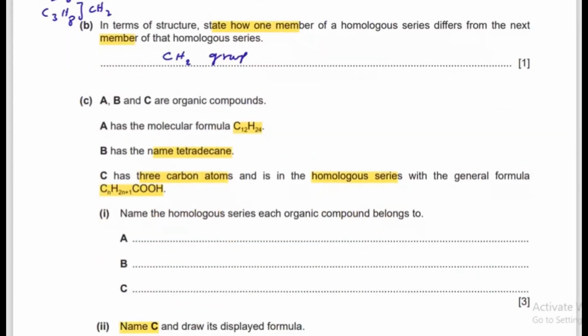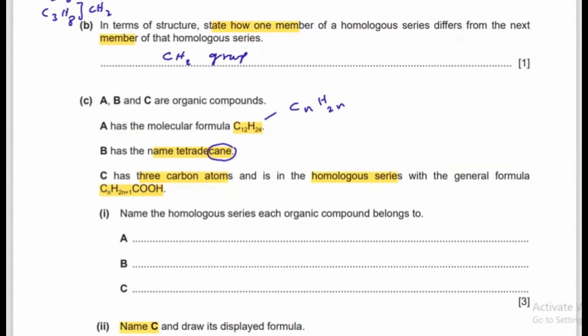Now, these are some organic compounds, A, B, C. A has the molecular formula C12H22. If we look at the general formula, then we can apply the general formula CnH2n, because the number of hydrogen and carbon atoms are present in the ratio 1:2. So this is the general formula of alkene. B has the name tetradecane, as the ending is -ane. So this is alkane.